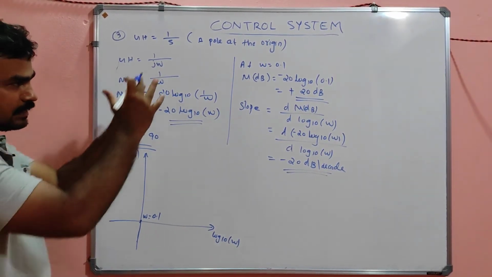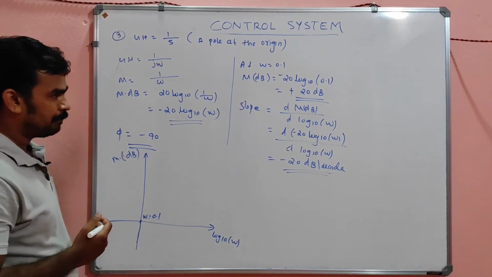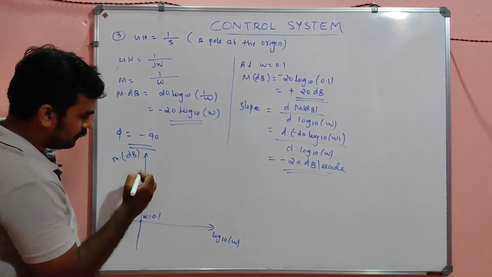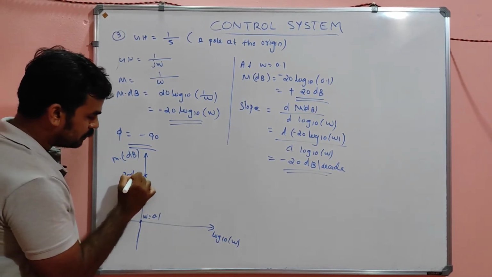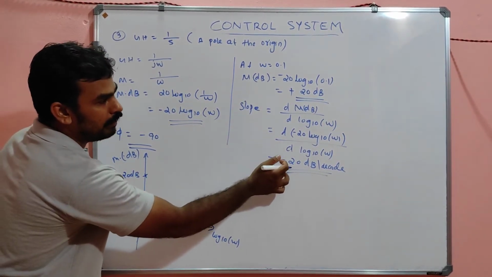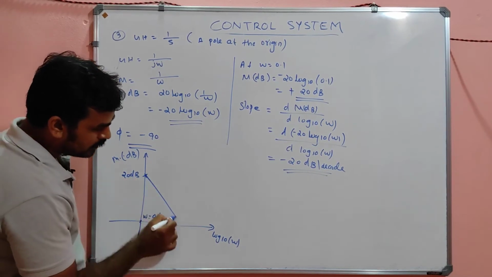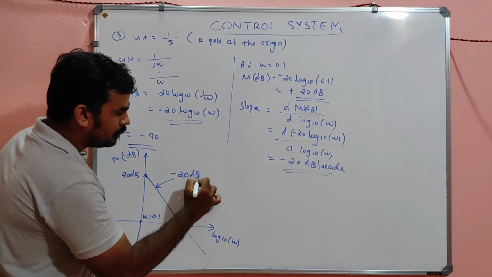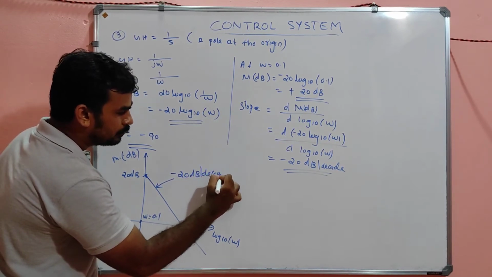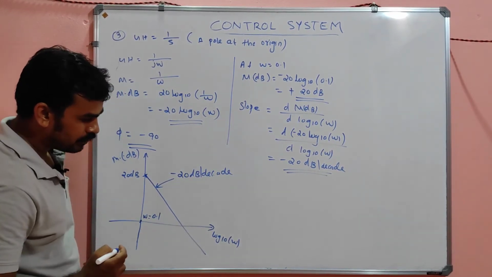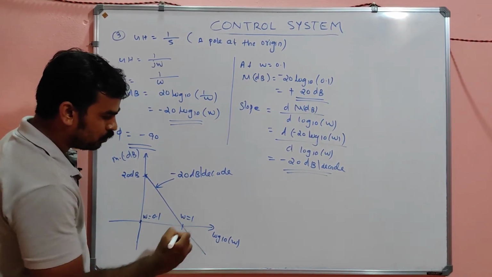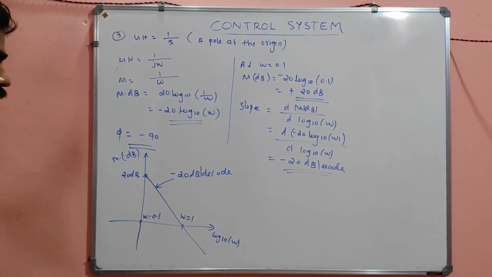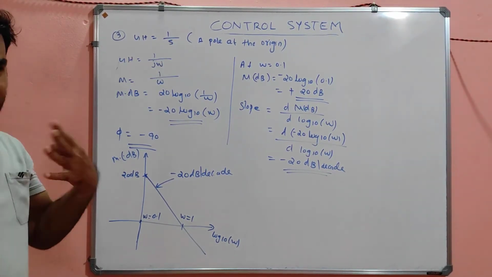So now you have a certain idea, my dear. Similarly, what will be the starting point M dB at omega equal to 0.1? Plus 20. What is the slope, my dear? Minus 20 dB per decade. This will be the slope. So this can be written like minus 20 dB per decade. And this one is nothing but omega equal to 1. That's it. Gain is equal to 0. So now you got the 1 by s condition.